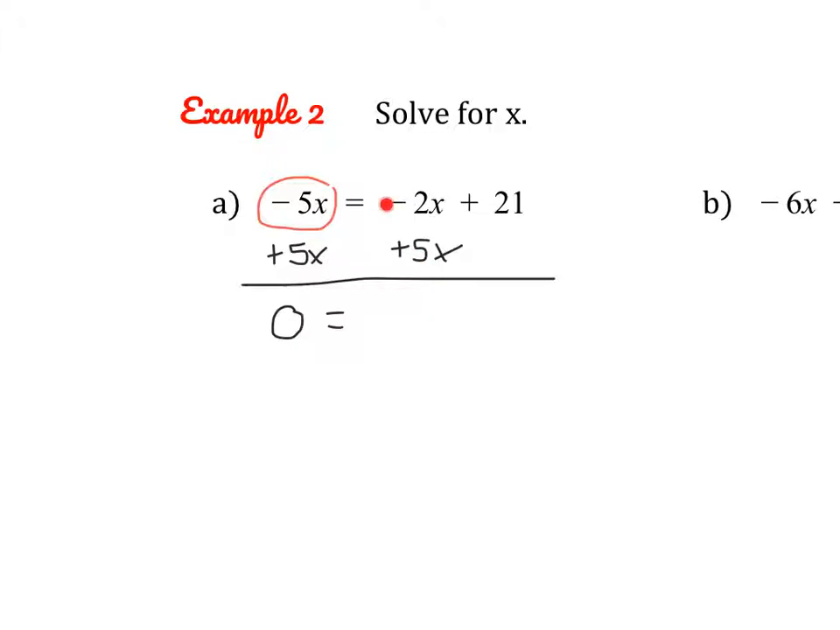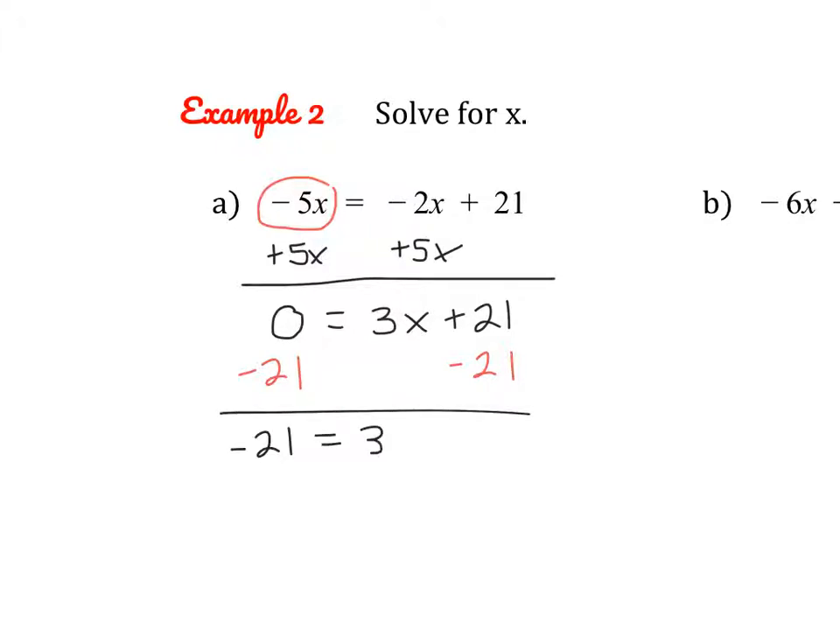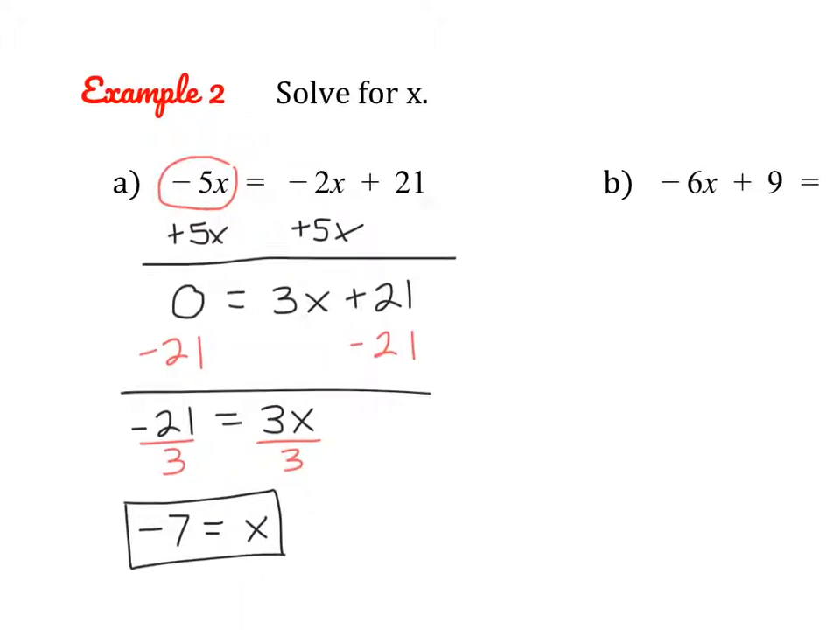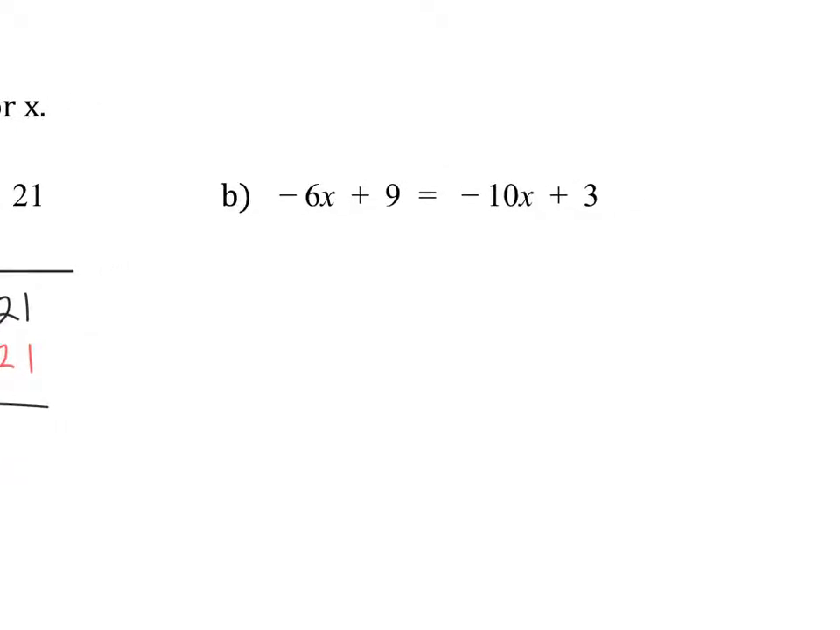Here I have 5x minus 2x, giving me 3x plus 21. And now you can see I have a positive variable here, and then I just need to do a two-step equation. So the inverse of plus 21 is minus 21 on both sides. Negative 21 equals 3 times x. The inverse of multiplication is division. And I'm left with negative 7 equals 1x. All right, let's try this last one together.